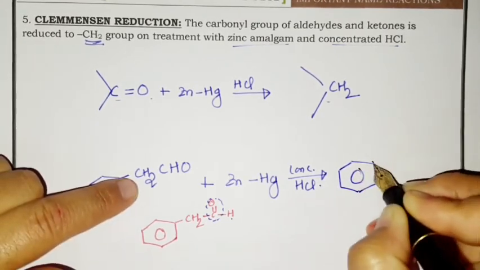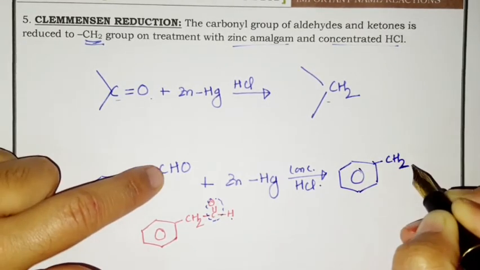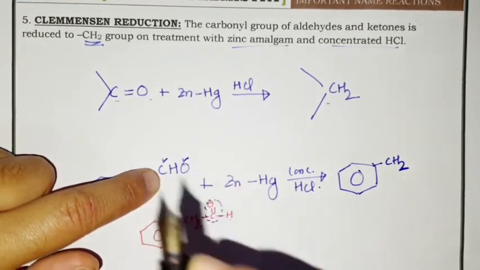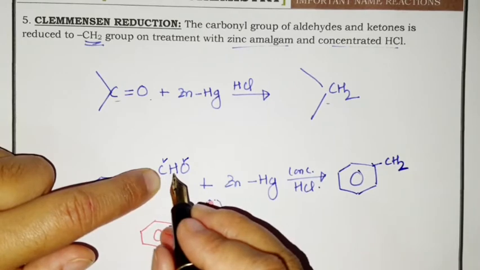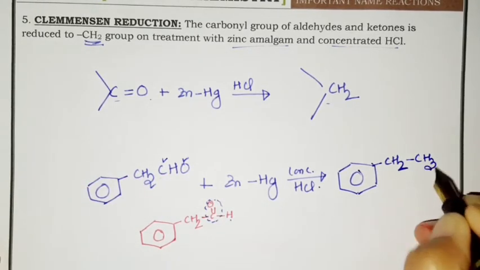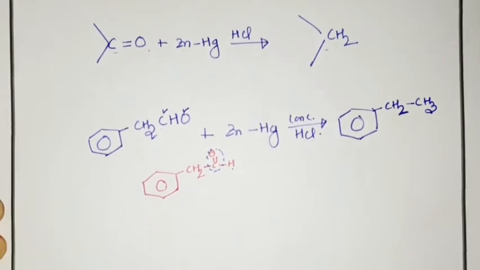Your CH2, this CH2, then CO. यहाँको जुन चाहिँ C and O यो चाहिँ convert भएको छ CH2 मा. दुईटा hydrogen plus one hydrogen गर्दा now we'll have 3 hydrogen. So this is the product during Clemmensen reduction.